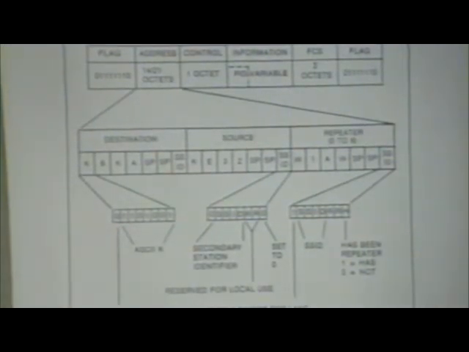Question? I think I understand all that, but the thing that's confusing me a little bit is the structure of that address portion, between 14 and 21 octets. Now you've got the destination, source, and repeater that you've shown there. It seems to me that you've already accounted for 21 octets right there.